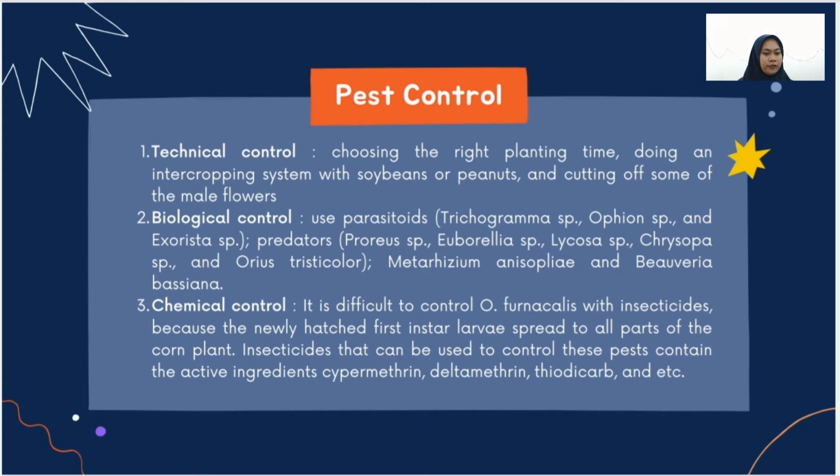Biological control uses parasitoids like Trichogramma sp., predators like Doru sp., or Metarhizium and Beauveria bassiana. Chemical control is difficult because the newly hatched first instar larvae spread to all parts of the corn plant, but it can be done by using insecticides with active ingredients cypermethrin, deltamethrin, thiodicarb, and others.